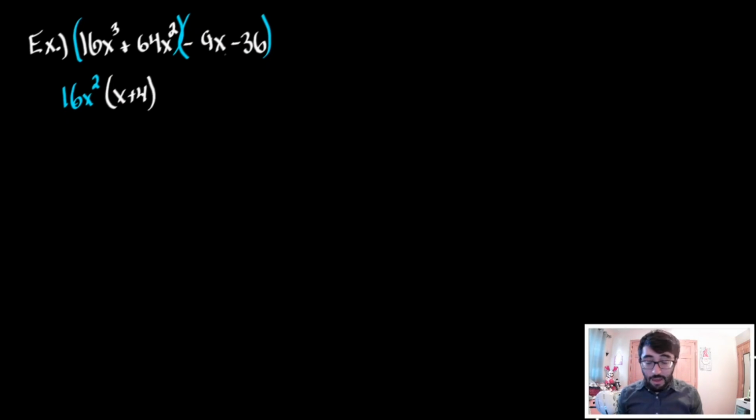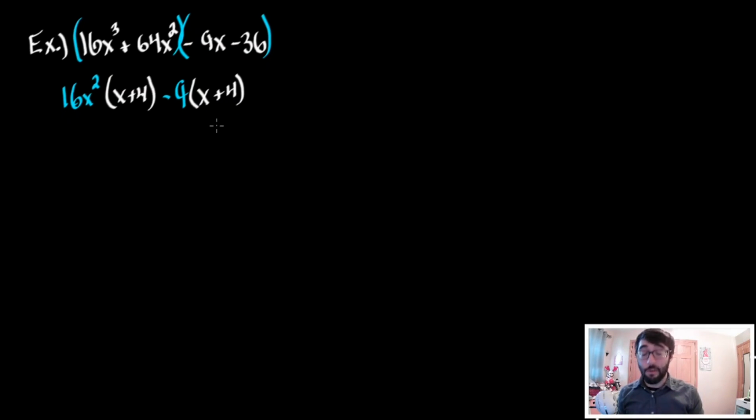And in the second group, once again, I'm leading with a negative number, so I'm going to factor out a negative number. And between negative 9x and negative 36, I can factor out a negative 9. So I factor out negative 9, and that leaves me, once again, x plus 4. Now remember, that's how I know we can actually factor by grouping. If we have the same binomial factor, that means we can factor by grouping. Because now I can take out that factor.